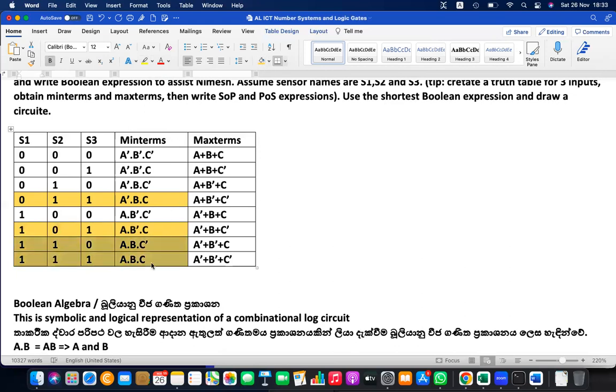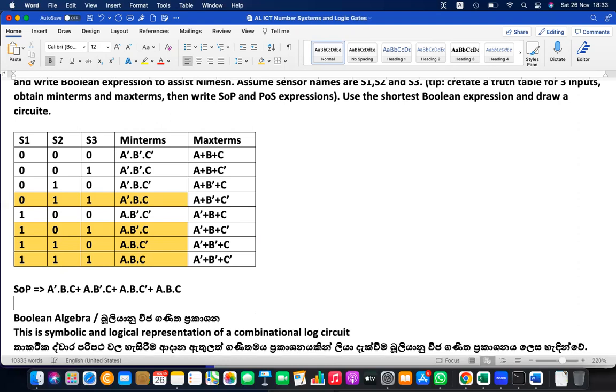So these are the min terms. Let's write the min terms: A naught B C, then A B naught C, A B C naught, A B C. That is called the sum of products expression. This is one valid circuit.